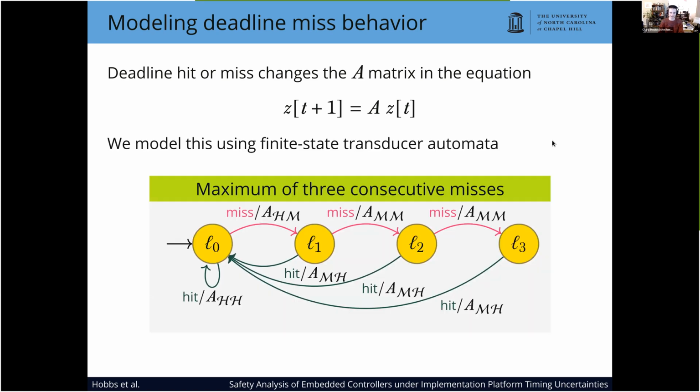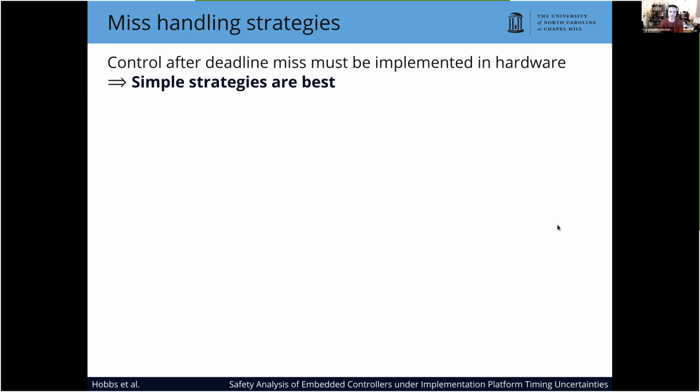And we can model the changes to that matrix using a finite state transducer automaton. For example, shown here, we see an automaton that allows a maximum of 3 consecutive deadline misses. And the matrices that are applied in this equation change depending on what transition is being taken. In order to be able to fill in what those matrices are, we need some strategy for how the control inputs are applied after a deadline miss.